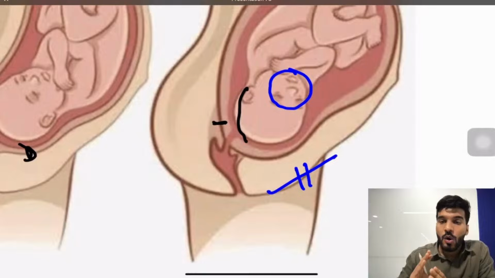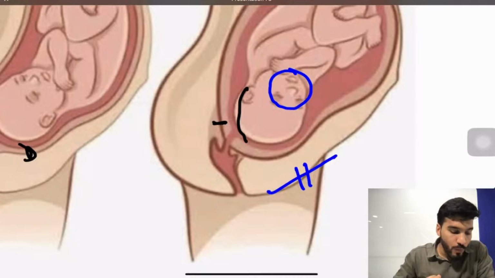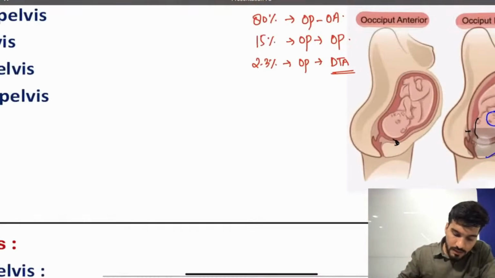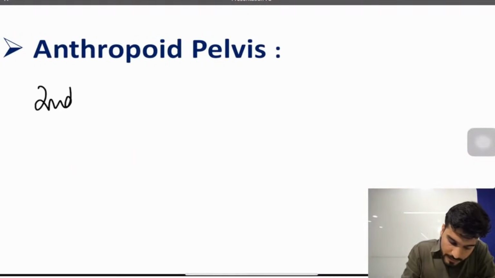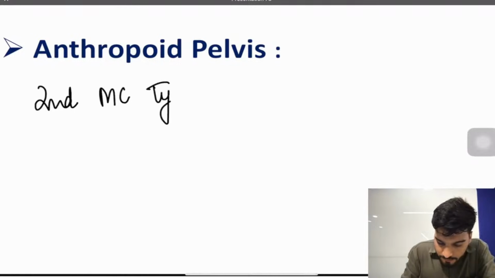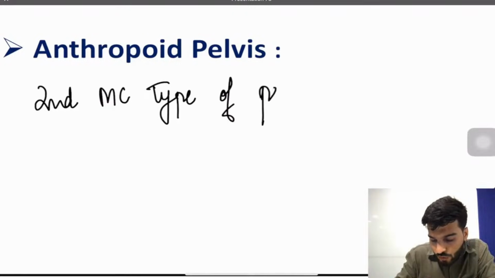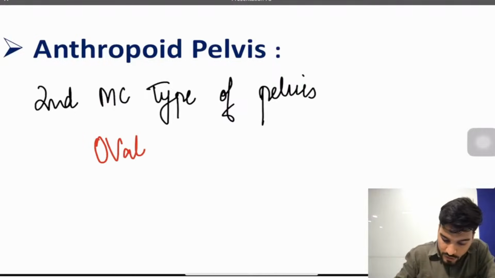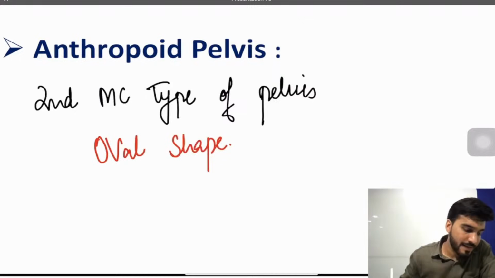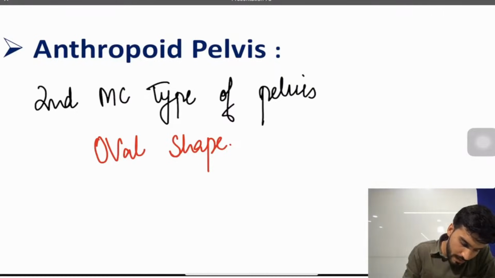Oval shaped pelvis for face to pubis delivery? So the answer is the anthropoid pelvis, the oval shaped pelvis. Is that clear? So write it down: anthropoid pelvis, it's the second most common type of pelvis. Number two, it's an oval shaped pelvis. Number three, it has occipito posterior presentation.